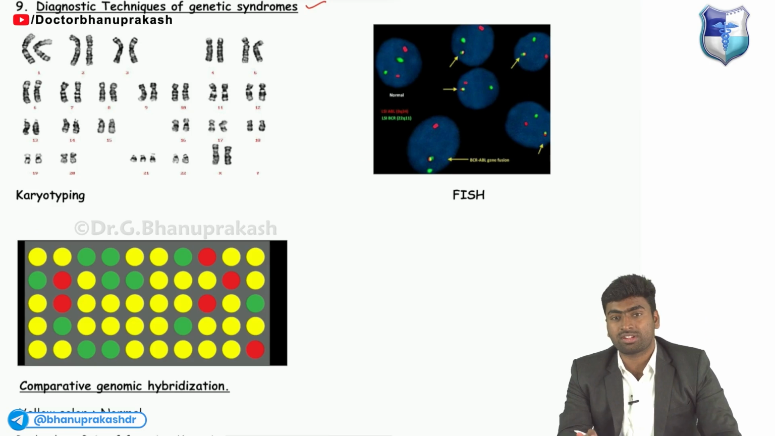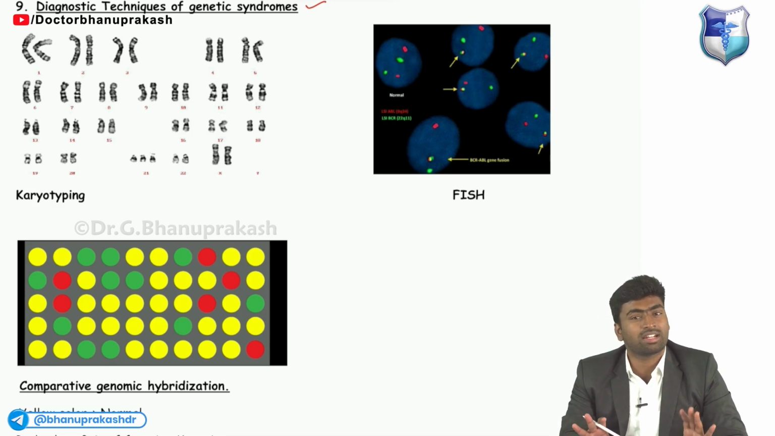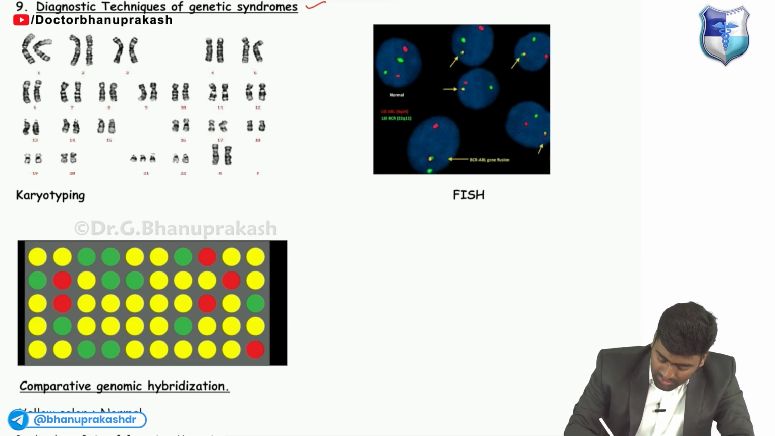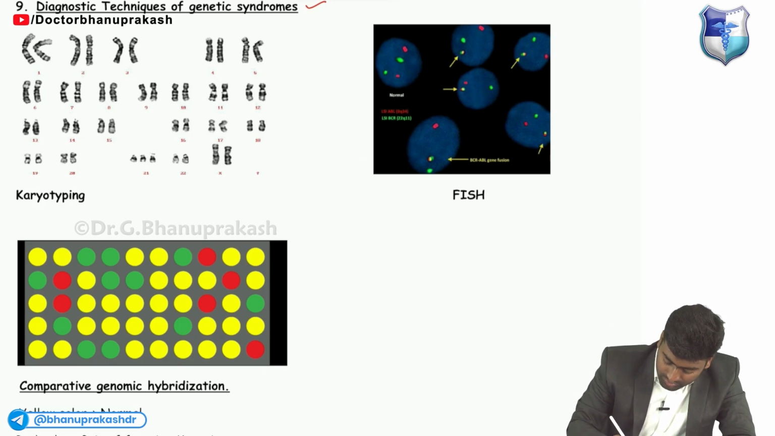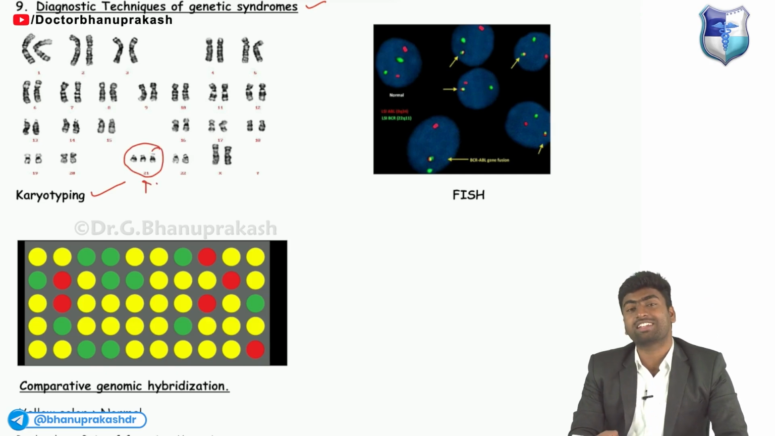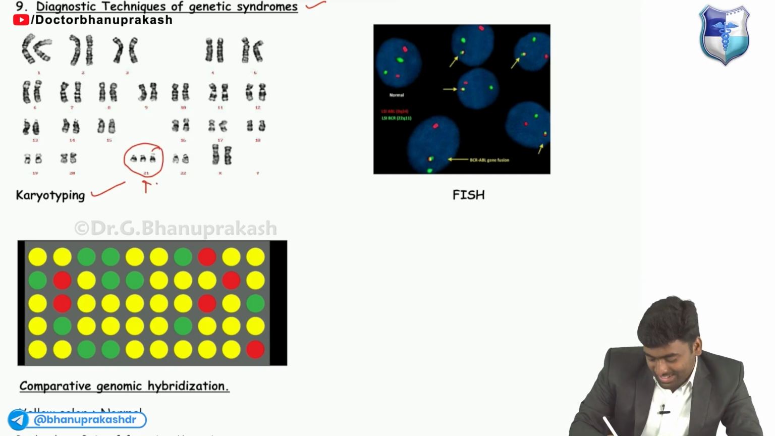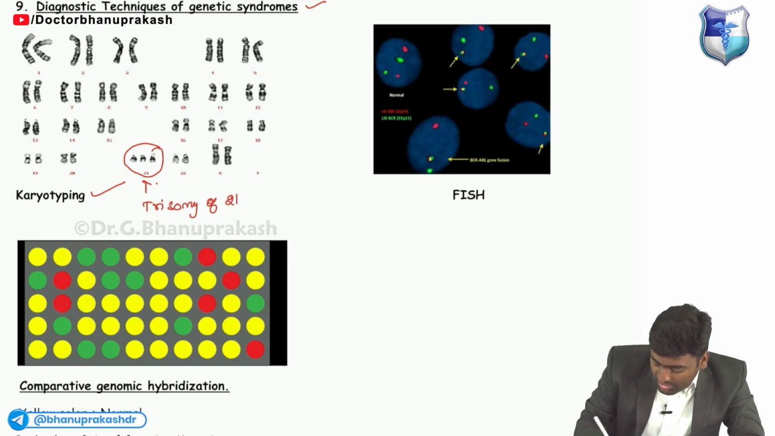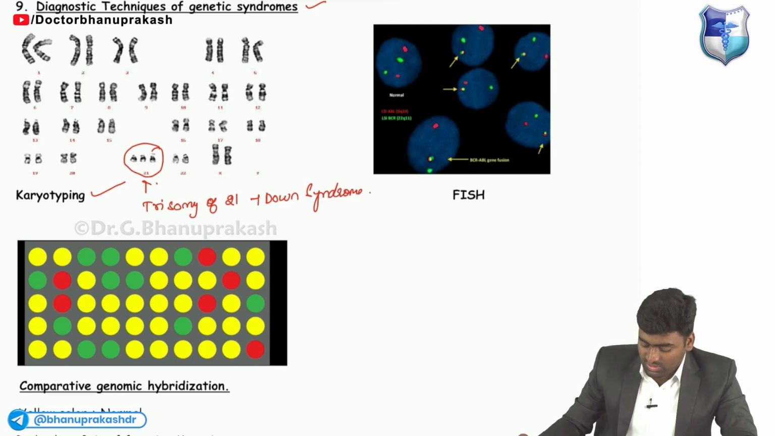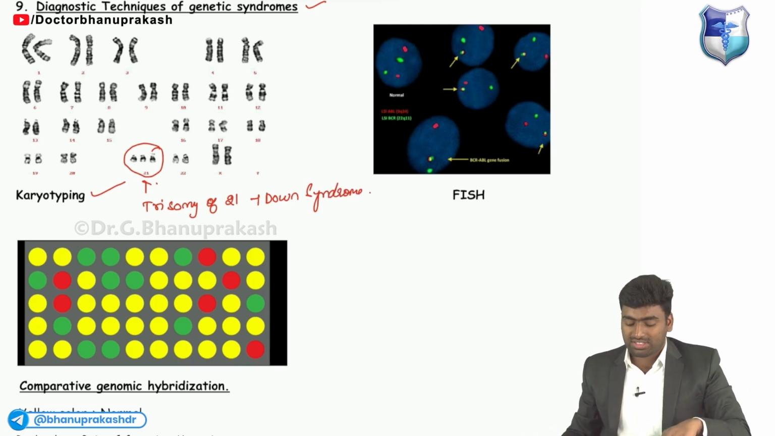Okay. Then a few diagnostic techniques. We see diagnostic techniques that are used to analyze genetic syndromes. The first one is karyotyping. Can anyone tell me what this karyotype tells you? It is trisomy of which chromosome? It is the trisomy, good. It is the trisomy of 21, which is Down syndrome.